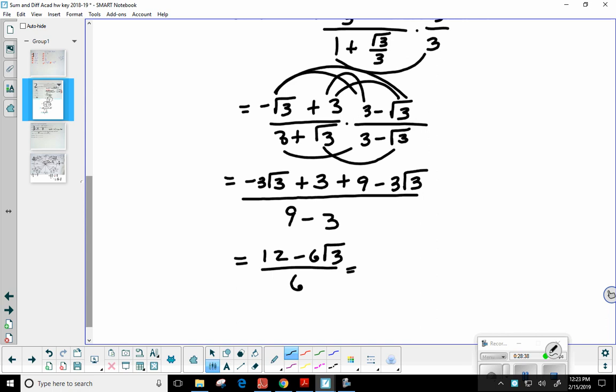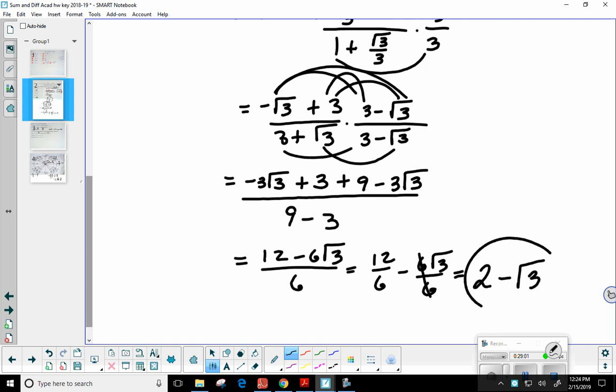Now, can both of my numerators simplify with the denominator? Yes, so I would encourage you to break it apart. So 12 sixths minus 6 square root of 3 over 6. So what's 12 sixths? 2 minus square root of 3. There you go.